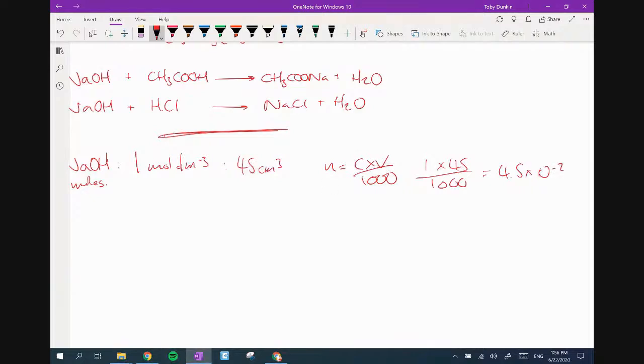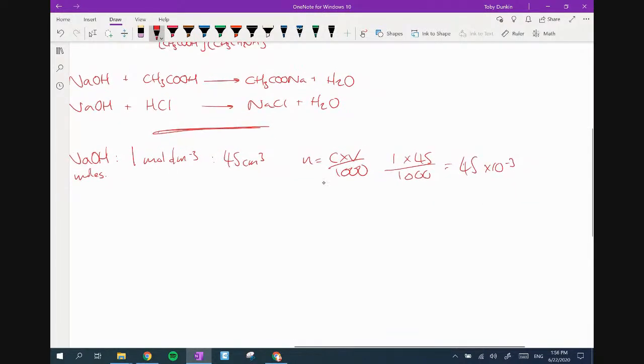Let's just quickly check that. 45 divided by 1,000 gives me 4.5 times 10 to the minus 2. I like it. Or, as my calculator has decided to spit out, 45 times 10 to the minus 3. I don't really care how you represent it as long as it's correct. So this is the total moles of sodium hydroxide.